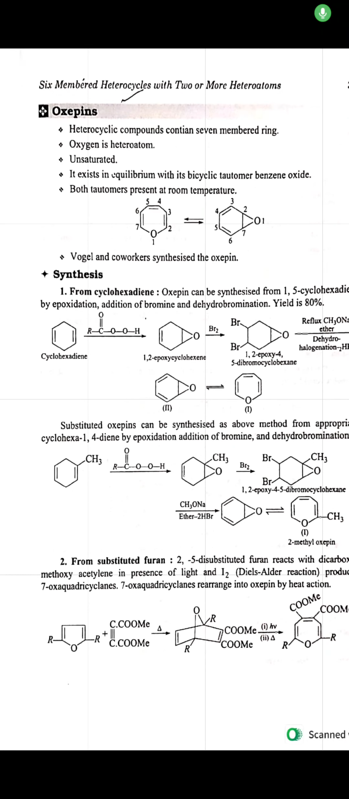Hello friend, oxepine. You know, this heterocyclic compound contains a 7-membered ring. Oxygen is the heteroatom, and the ring is unsaturated. It exists in equilibrium with the bicyclic tautomer benzene oxide, and both tautomers are present at room temperature.